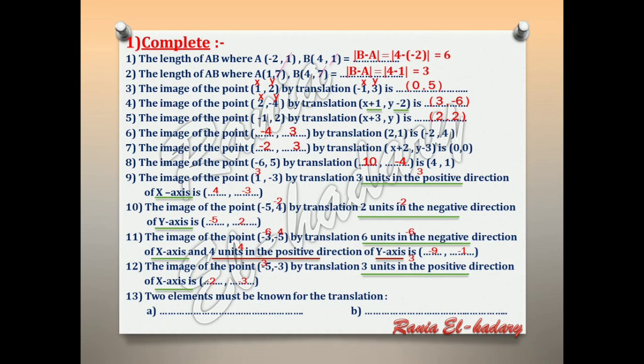Number 13. 2 elements must be known for the translation. Are what? Yes, you must know 2 elements for translation. And the first is the direction, and number 2 is the magnitude or distance.